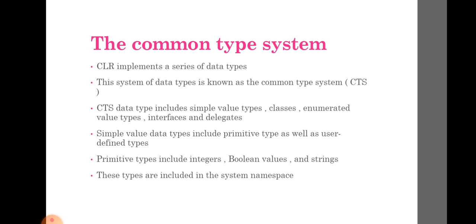The CLR implements a series of data types, just like our C and C++ programming languages. Common Language Runtime also consists of various different types of data types. These series of data types are stored in the System namespace, which is known as Common Type System. What are the different types included in Common Type System? Simple value types, classes, enumerated value types, interfaces and delegates.